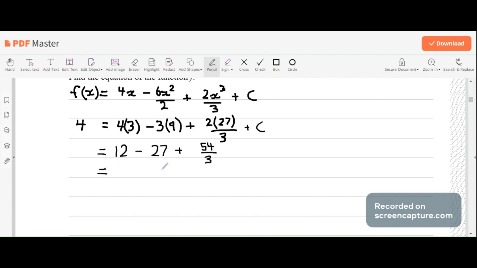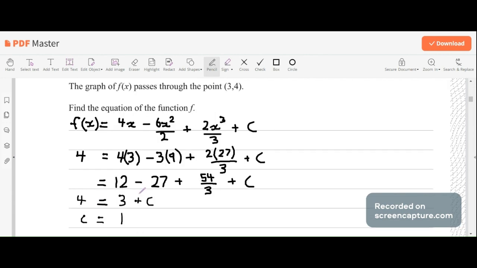Plus c, oh my god, plus c. Okay, so this is going to be 18, 54 divided by 3. And then 18 plus 12 is 30, minus 27 is 3. So this is going to be 3 plus c. That equals 4 on that side. So that means c is going to equal 4 minus 3, which is 1.